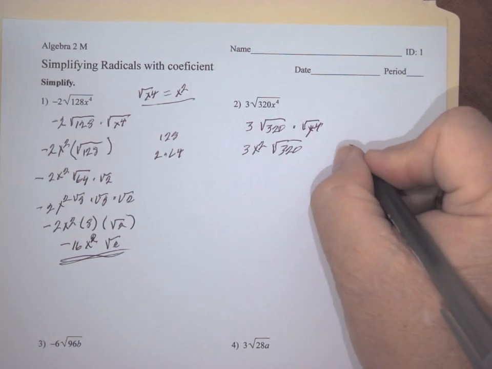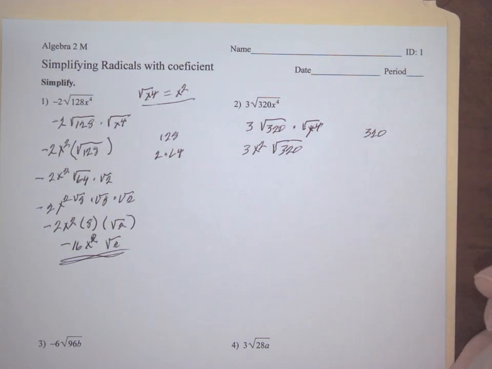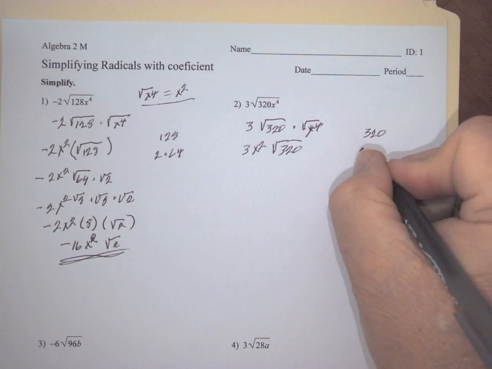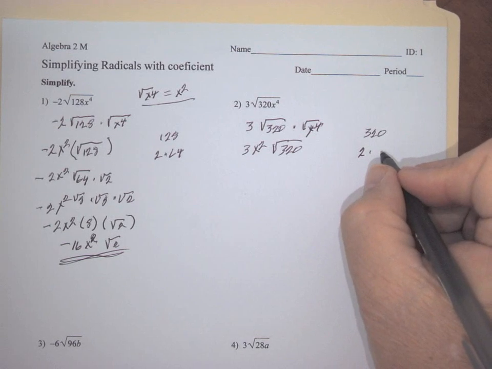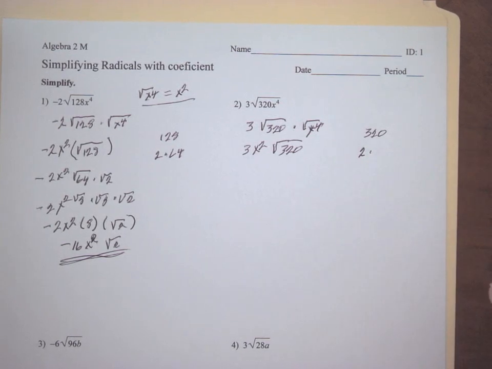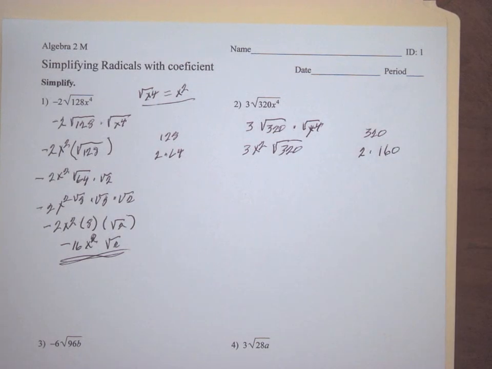320 could be equal to 2 times 160. Okay. Is that right? 2 times 160? I've got to make that calculation here. 320 divided by 2. Yeah, 2 times 160. Well, 160 doesn't do us much help. Okay, let's see what else we can do here.